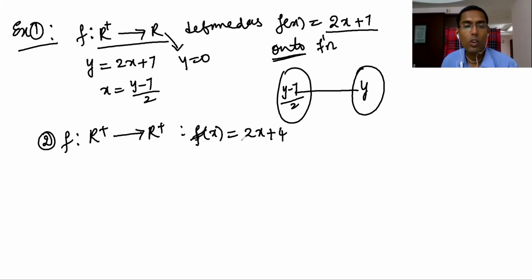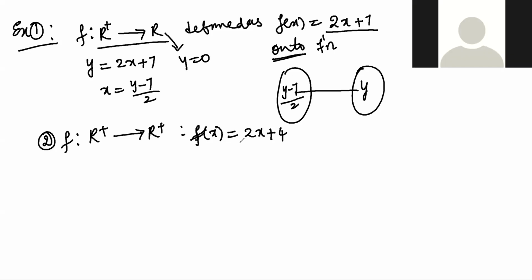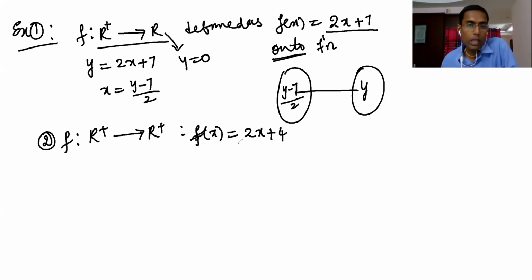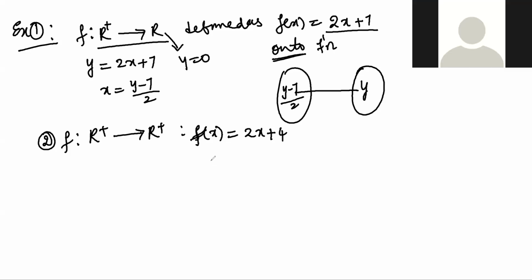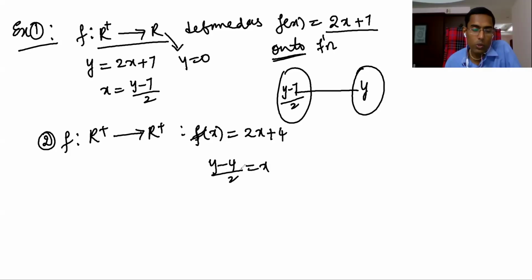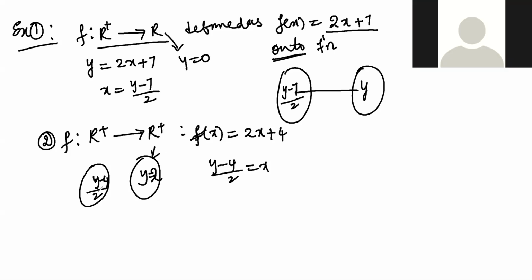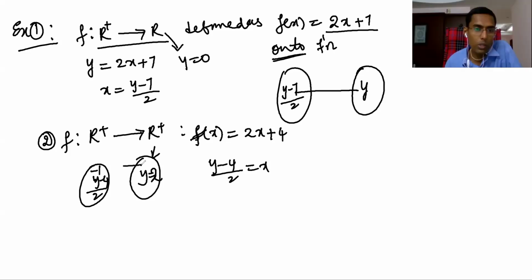It is not an onto function, because for some element, (y minus 4)/2 is the x value. That means if I take y here, its pre-image is (y minus 4)/2. So if I take y value 2, its pre-image is minus 1, which will not be there in R plus. That's true. You have to find like that and check.